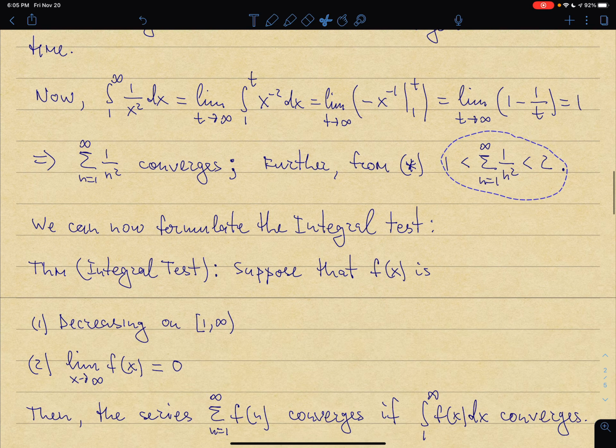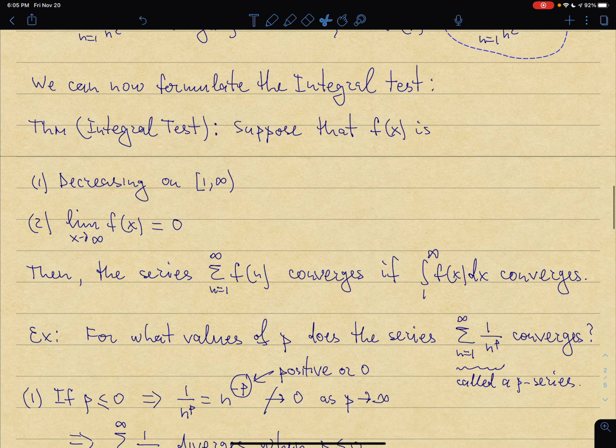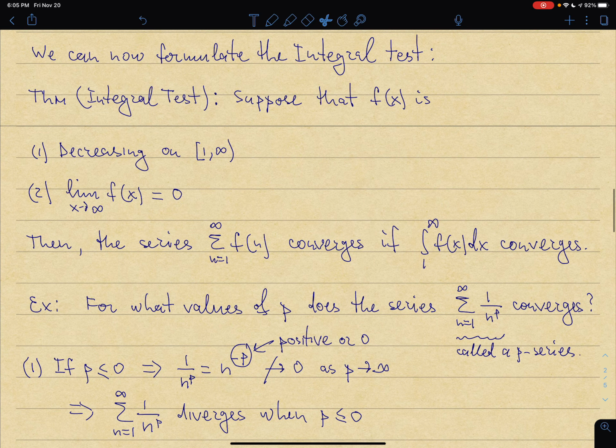Okay, and so now I'm going to formulate the integral test. Let's suppose that I have a function f of x, which is, number 1, decreasing on the interval from 1 to infinity. Number 2, the limit of this function as x goes to infinity is equal to 0. So then we make the following conclusion, that the series of f of n is going to converge as long as the integral from 1 to infinity of f of x converges as well.